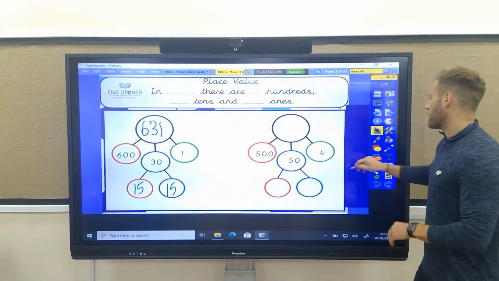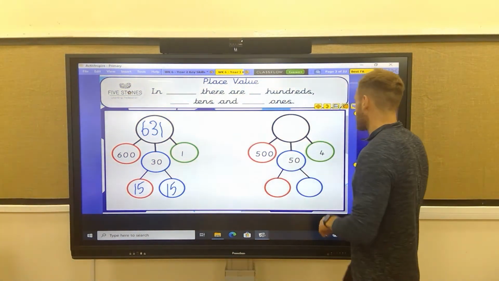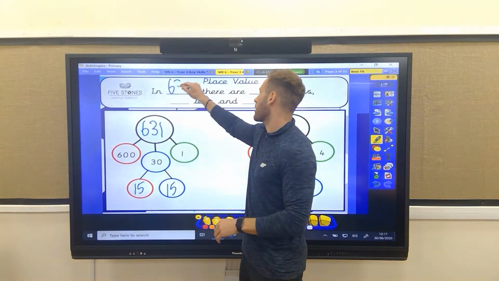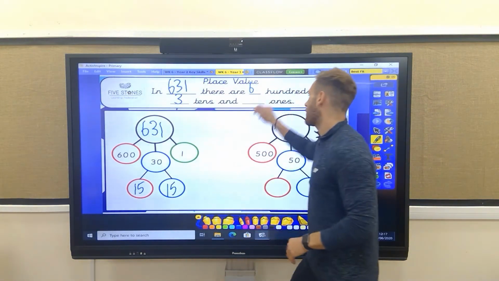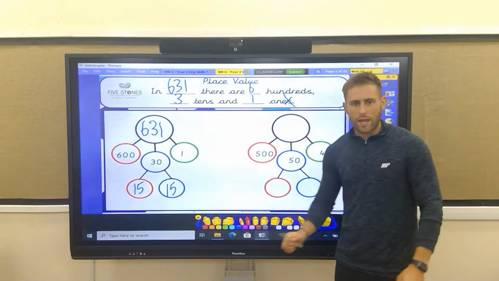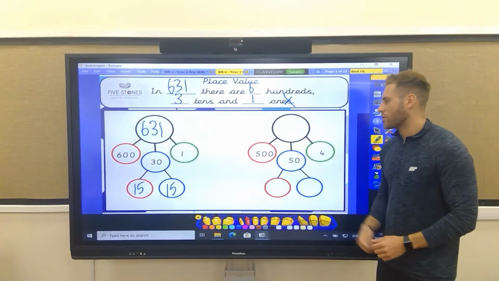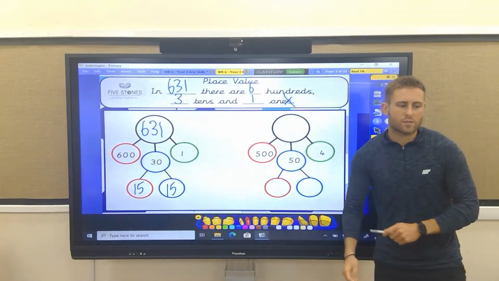So, your job now is to think about my sentence at the top. So, for example, we've just done in 631. There are 600s, there are 3 tens, and there is 1 one. You need to think about that whilst doing our part whole model to find our whole and to find our missing parts. Pause the screen, give yourself some working out time.